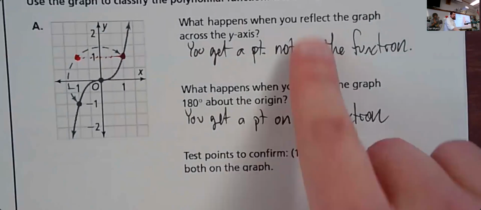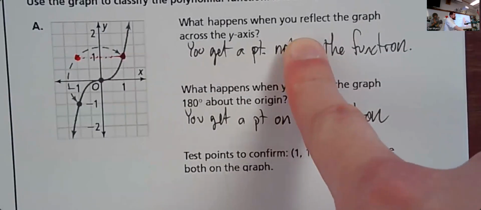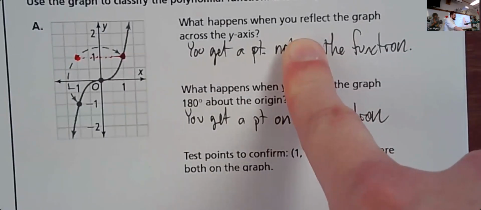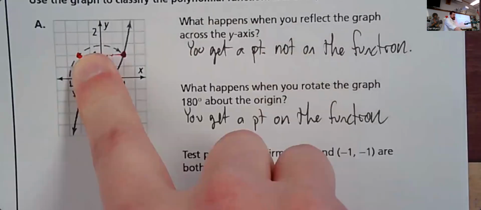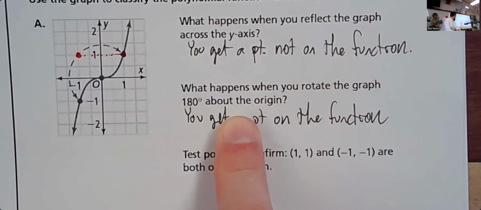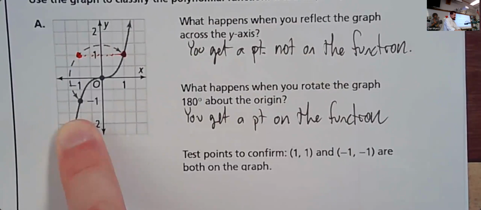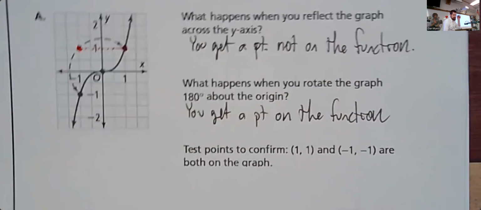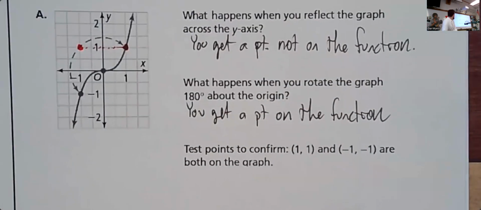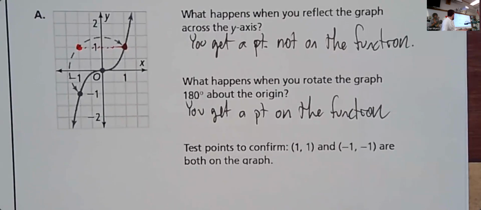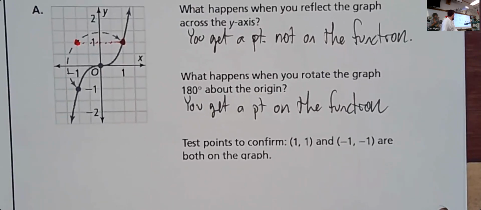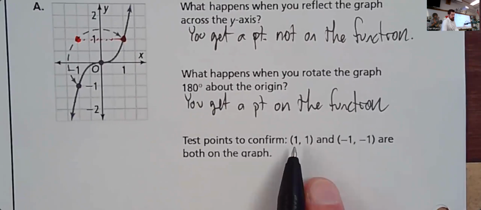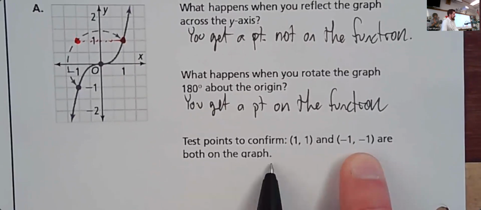So this first one, you are testing to see if it's even, which means it's not even because you get a point not on the function. The second one, you're testing to see if it's odd. And if it ends up on the function, that means it's odd. So if we test a couple of points here, it says test the points (1, 1), test to confirm. (1, 1) and (-1, 1) are both on the graph.